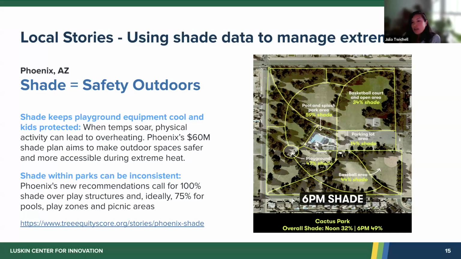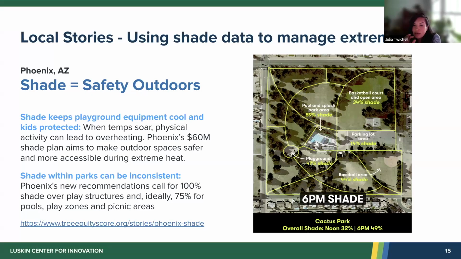So when we looked closer at a few parks, using the shade data, we also found that shade within parks can be inconsistent. And following the recommendations in this plan, certain areas like play structures or high use zones like pools, play zones or picnic areas, they're calling for 100% to 75% shade over those specific areas to make those actually safe for children and families to be outside in.